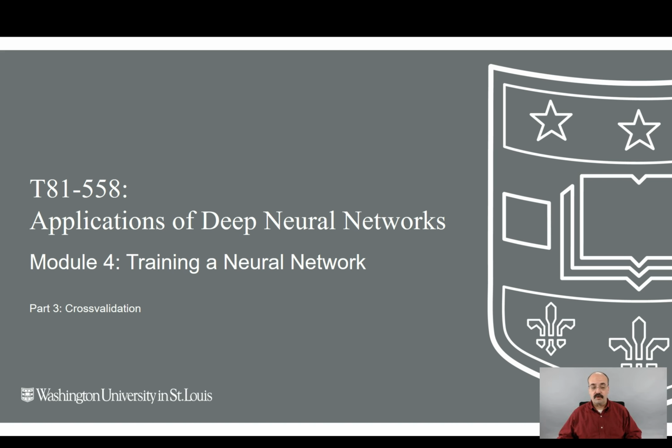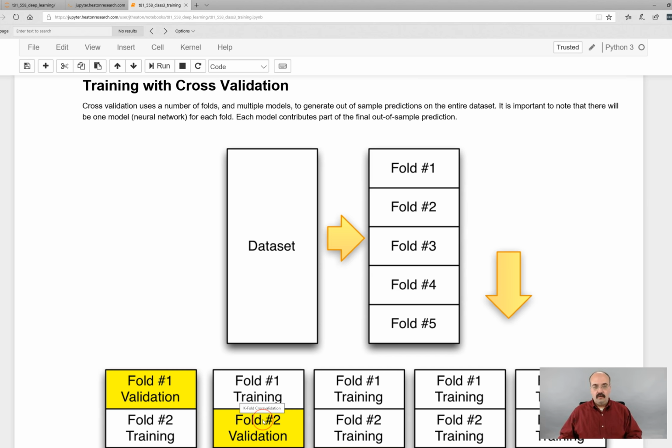This is Module 4, Training a Neural Network, Part 3, Cross-Validation. We looked at this a little bit already, but now we're going to see more about cross-validation and how to actually set it up and actually train a neural network in this mode.